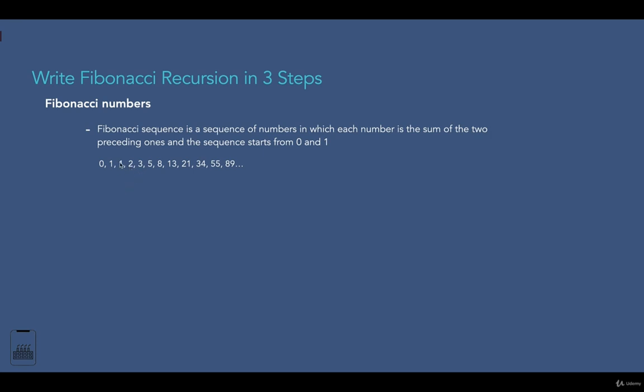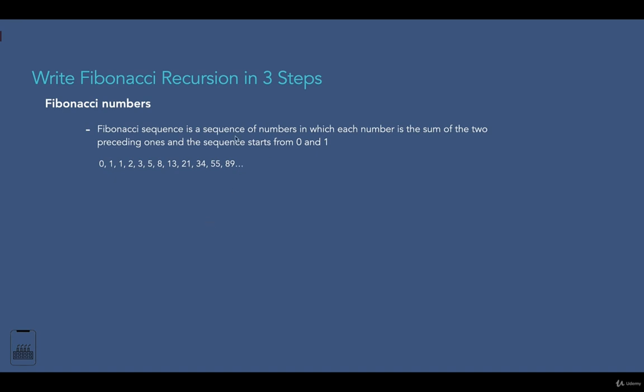So the next number is 1, which is the sum of 0 and 1. Then the next number is 2, which is the sum of 2 preceding numbers. So the 2 preceding numbers in this case are 1 plus 1. Then the next number is 3, which is the sum of 2 preceding numbers, 1 plus 2. Then comes 5. So here also we have implemented the same rule. In this case, it means 2 plus 3. Then 8, which is 3 plus 5. Then 13, which is 5 plus 8. And it continues like this till infinity.